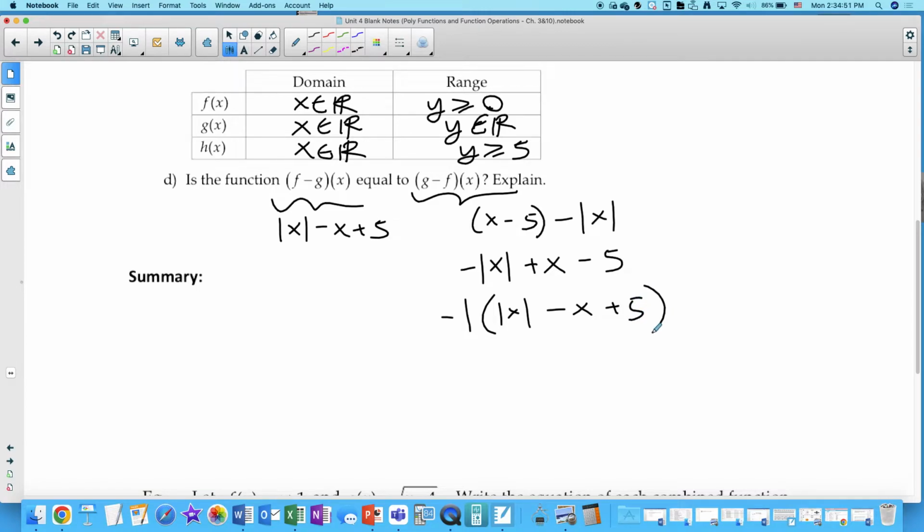So what it would actually look like is a reflection in the x-axis. It's the negative of the other function, so we would reflect it in the x-axis.